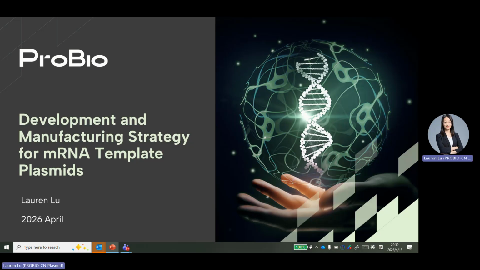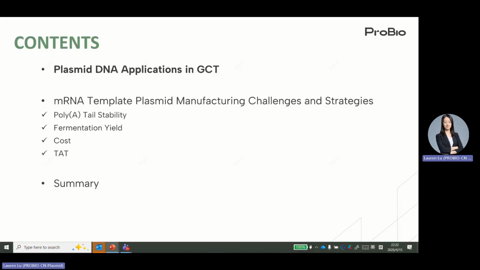So today's topic is development and manufacturing strategy for mRNA template plasmids. Here are the main contents of this talk. First of all, I'd like to introduce the plasmid applications in gene and cell therapy.